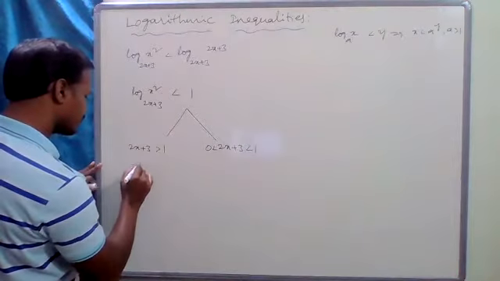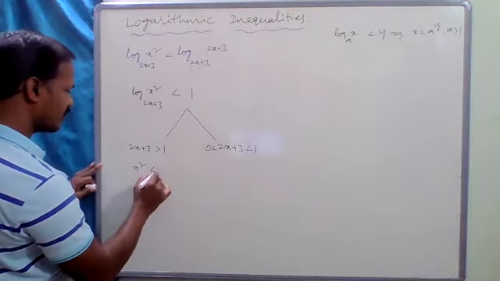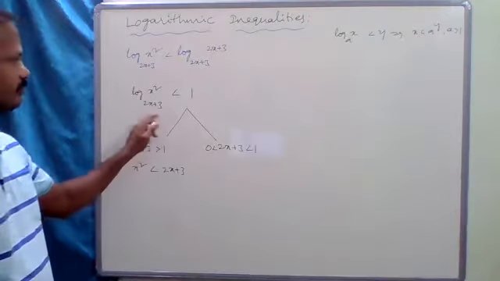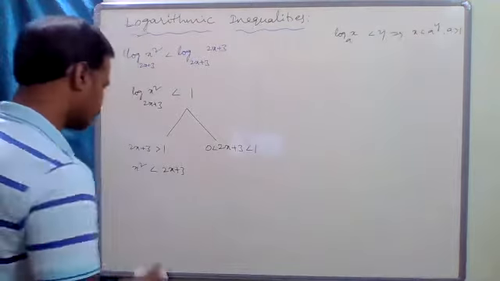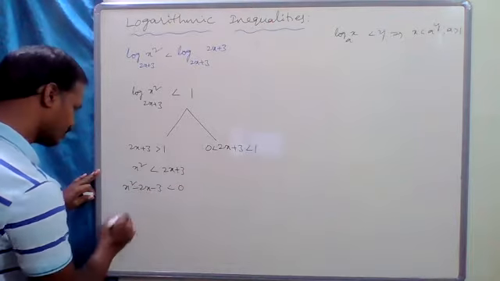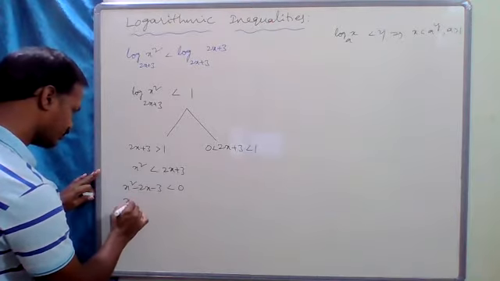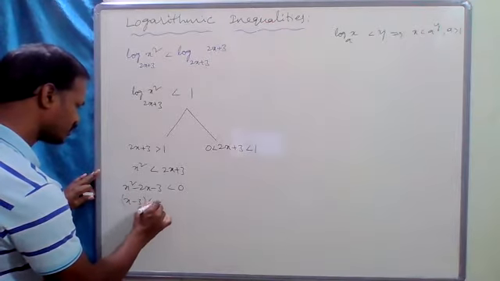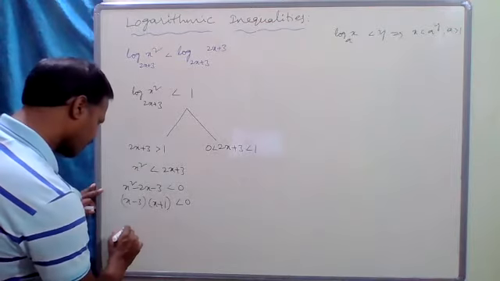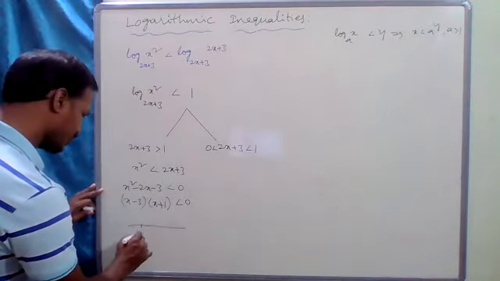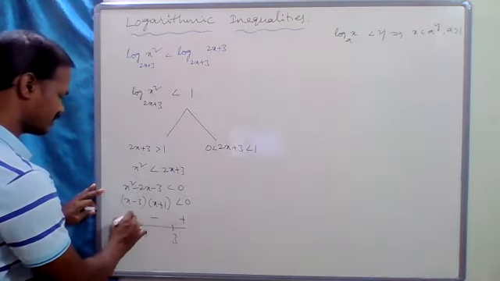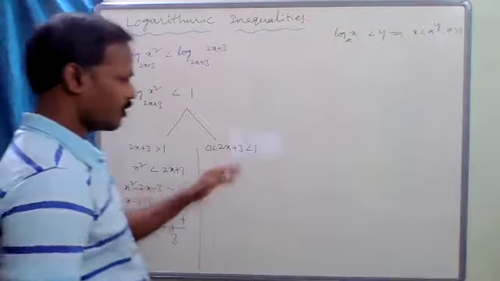So from this, in this case x square is less than 2x plus 3 whole power 1, which is 2x plus 3. Now this is x square minus 2x minus 3 is less than 0. So this is x minus 3 into x plus 1 is less than 0. Now take a real line: minus 1, 3, with signs plus, minus, plus.